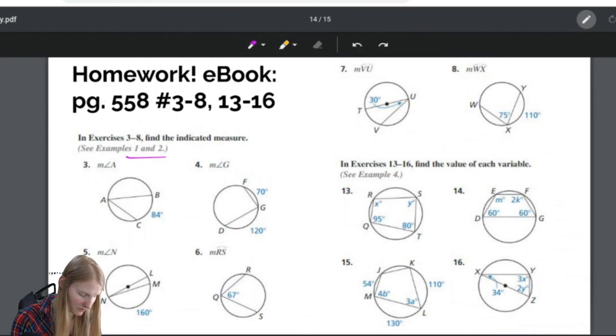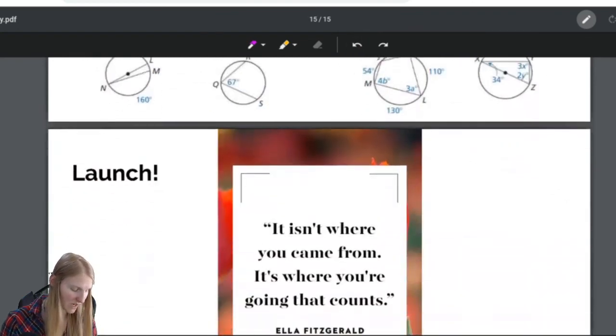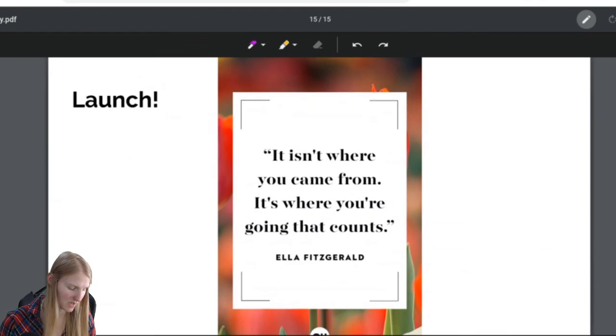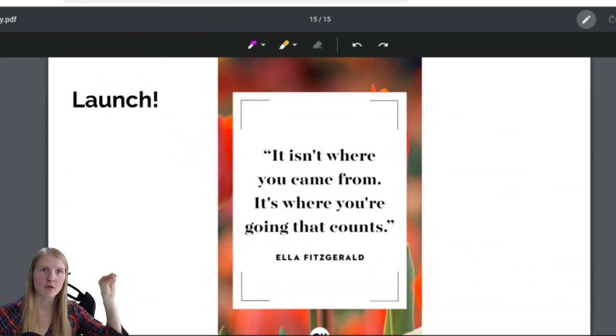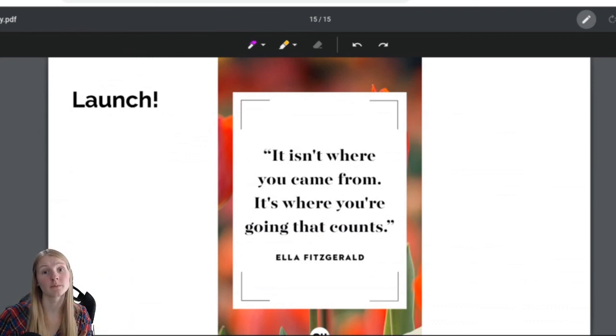And the last thing I have for you today is your launch. This comes from Ella Fitzgerald, and it says, "It isn't where you came from. It's where you're going that counts." And I don't totally like how this is phrased because where you came from is very important, and you should hold that dear to your heart.